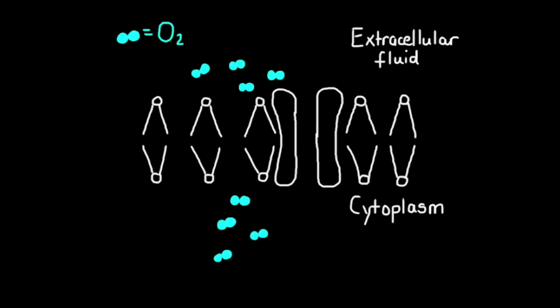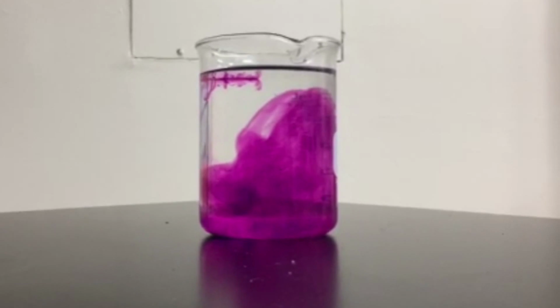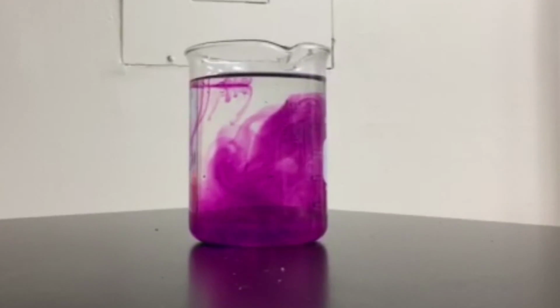This is known as moving down or with the concentration gradient, and it continues until equal concentrations are reached. In this simple example, potassium permanganate is diffusing throughout the water in this beaker.